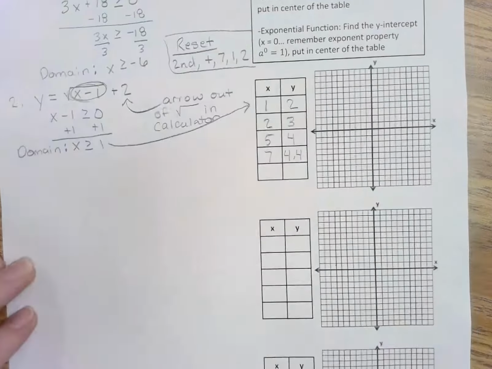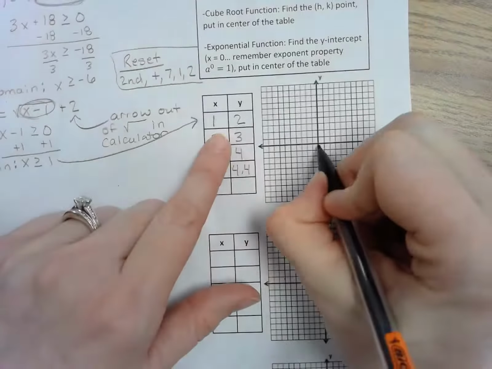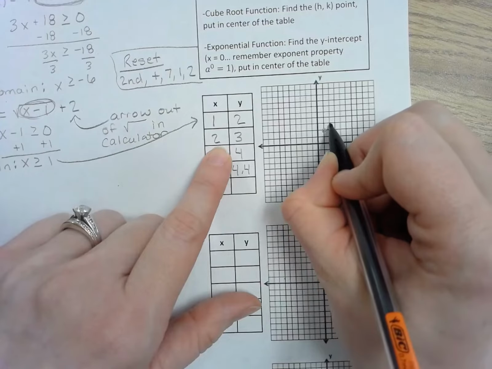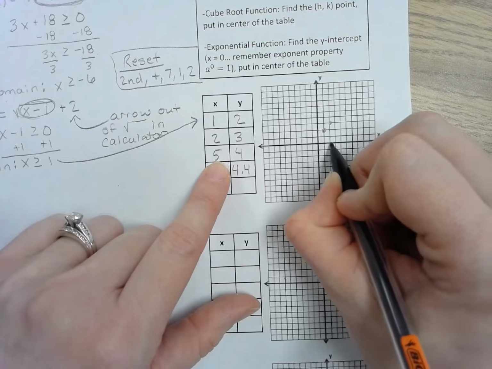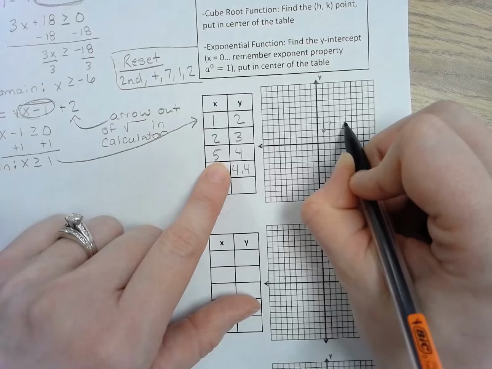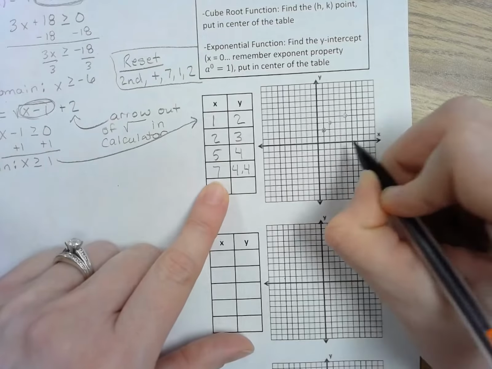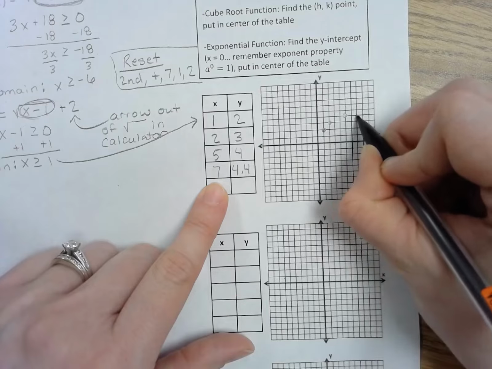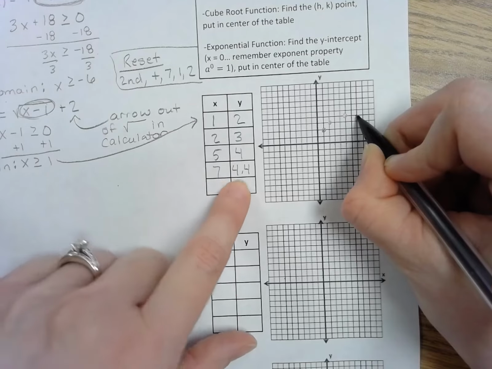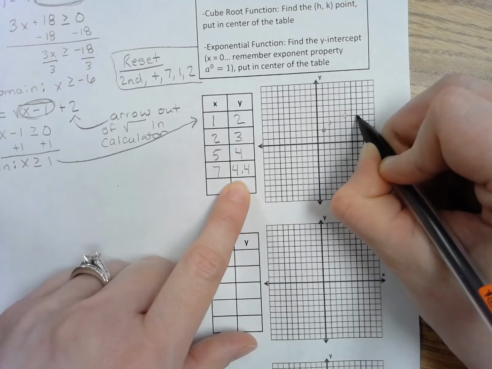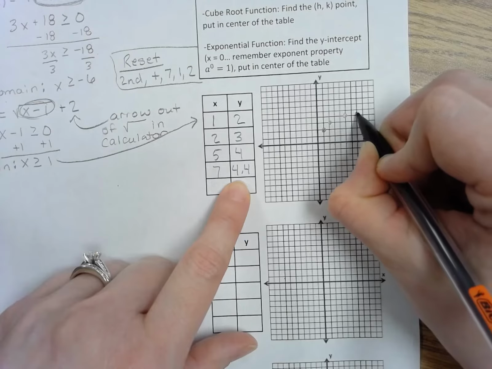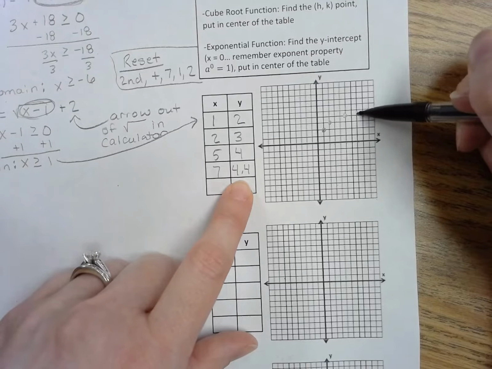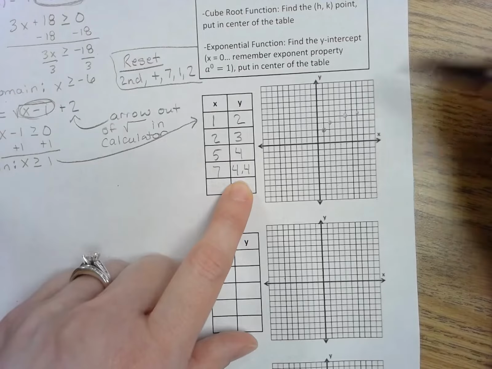So let's graph this on our graph paper here. At (1, 2), we have (2, 3), (5, 4), and then (7, 4.4). So I'm right here at 7, 4. To remember to go to 4.4, you're just going to go barely past the 4, almost to 5. So they're about halfway in between because 0.4 is almost a half. So here, in between the 4 and the 5 for the y value.